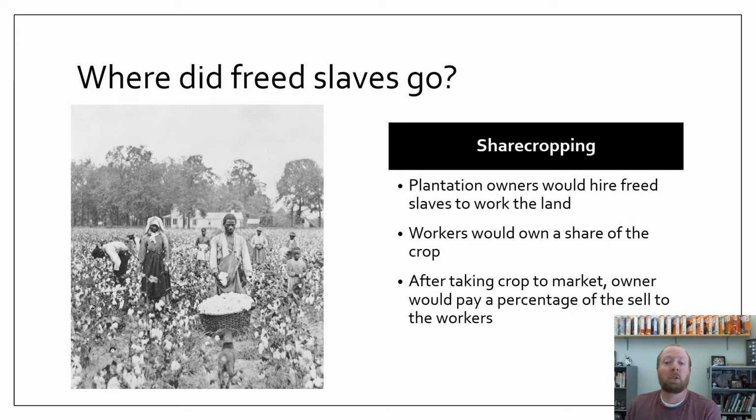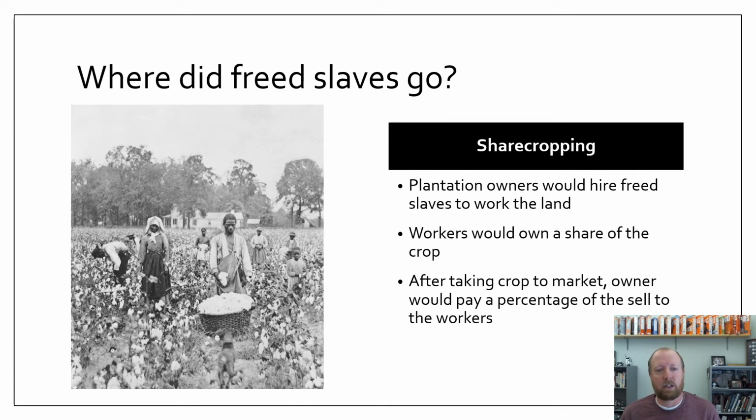So they couldn't go to their own land because the U.S. government said we're not going to give you your own land. So they became sharecroppers. And now sharecropping is different than tenant farming. Tenant farming was very common in the South among poorer white individuals. Tenant farming is when you own the tools yourself and you're just renting the land.